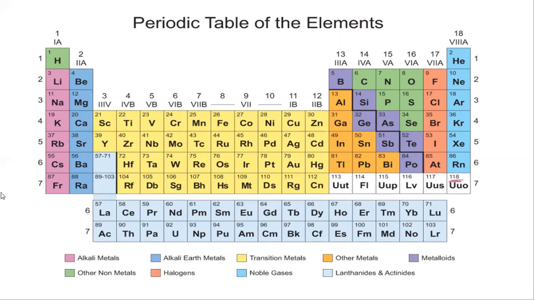Now here you can see some elements placed at the bottom of the periodic table. These elements are the continuation of the 6th and 7th periods. Elements 57 to 71 are placed at the bottom of the periodic table, and the first element, 57, is lanthanum.